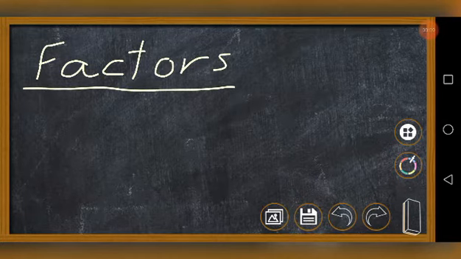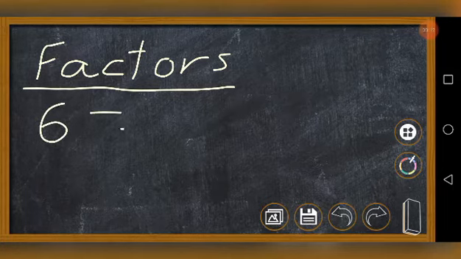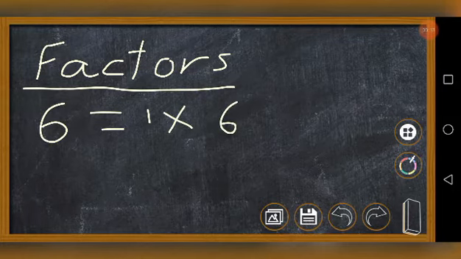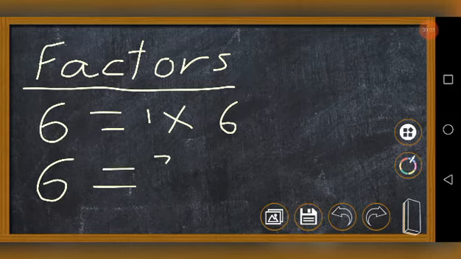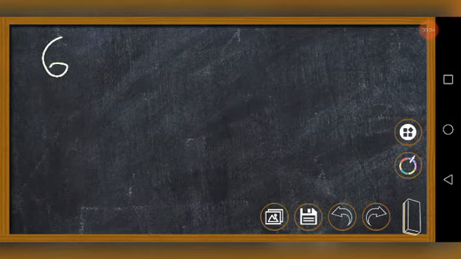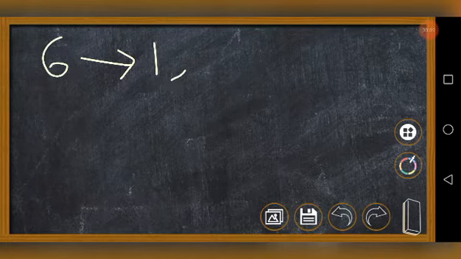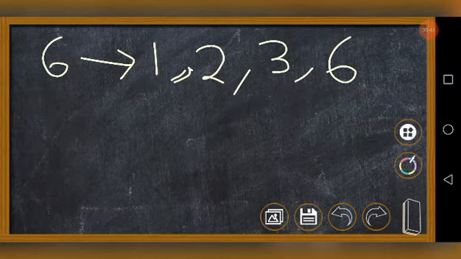Now, the factors of the number 6 are, first, 1 times 6, which gives 6. Another pair of factors of 6 is 3 times 2. So now we can order the factors of 6 in ascending order: 1, 2, 3, and 6. Now let's take another example.